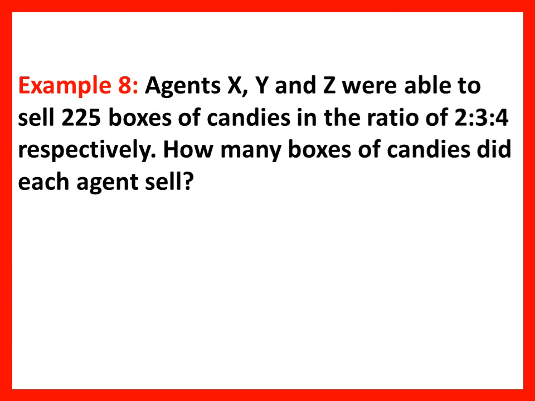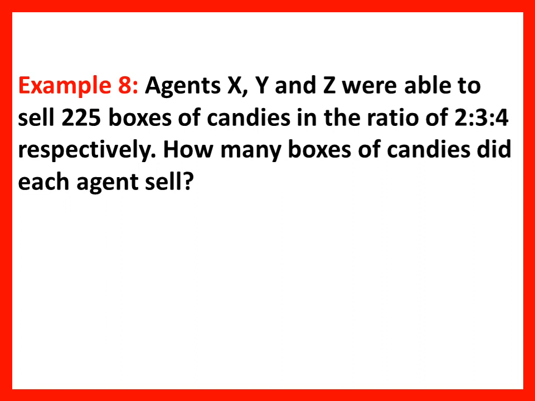Example number 8. Agents X, Y, and Z were able to sell 225 boxes of candies in the ratio of 2:3:4 respectively. Meaning to say, 2 is for the agent X, 3 is for the agent Y, and 4 is for the agent Z. So the question is, how many boxes of candies did each agent sell?